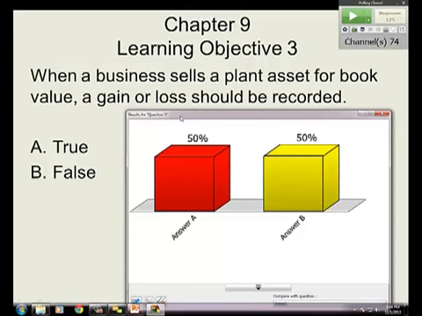All right. Here's the problem. One of the unfortunate things in accounting is you have to read the questions carefully. When a business sells a plant asset for book value, could you have a gain or a loss? No. Right. There's no gain or loss. So it's false.